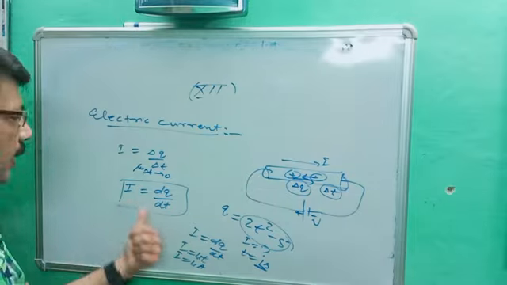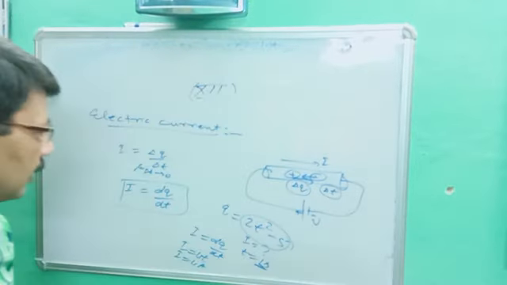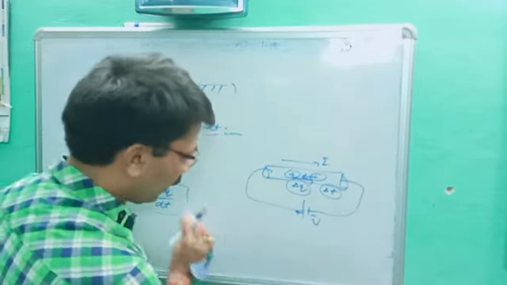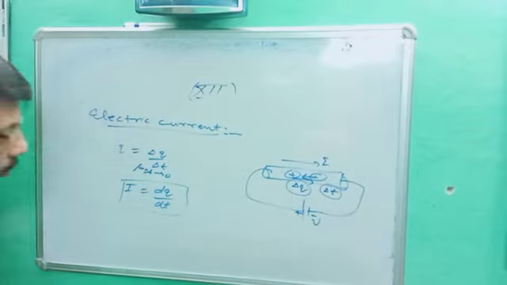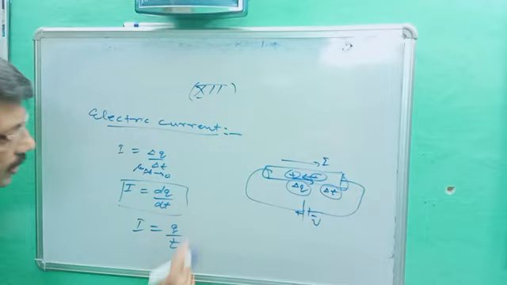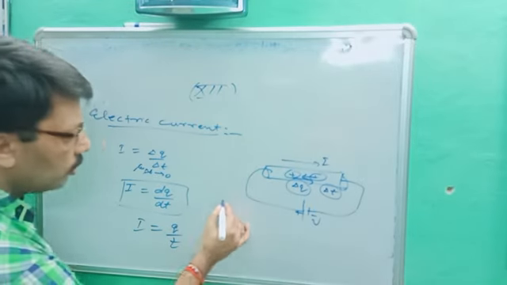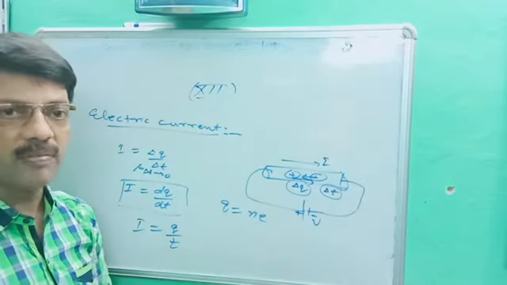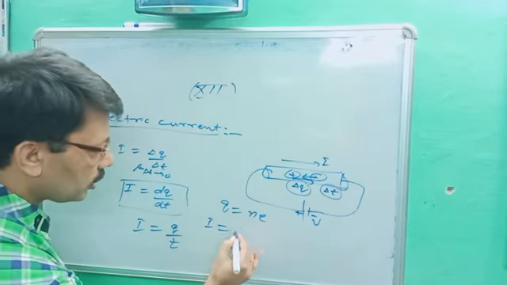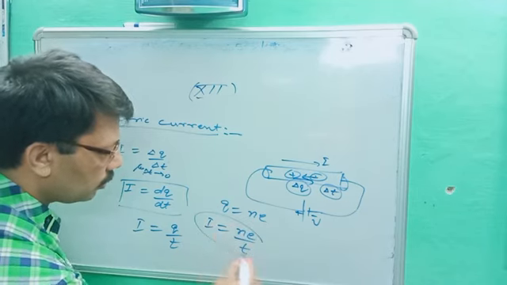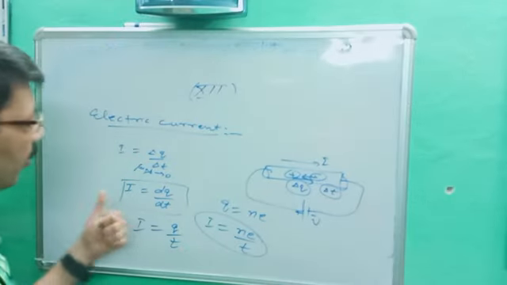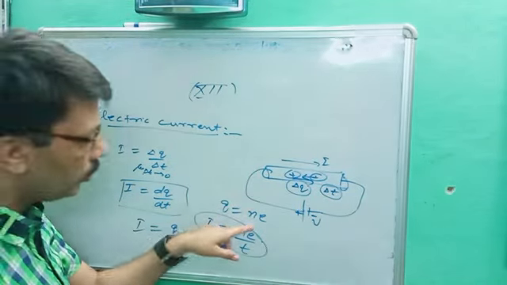Very easy point. By that formula you can get the electric current by differentiating the charge with respect to time. This is the way you can solve the numericals given in S.L. Verma. One more thing: if we simply write the formula I is equal to Q upon t, and Q is equal to ne because of quantization of electric charge, then I is equal to ne upon t. Sometimes we can use this formula as well. So there are two formulas, I is equal to dQ upon dt and I is equal to ne upon t.